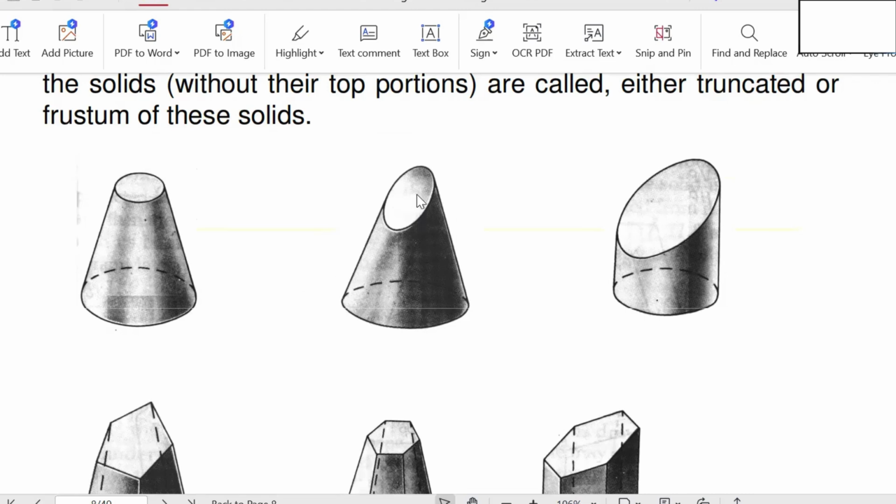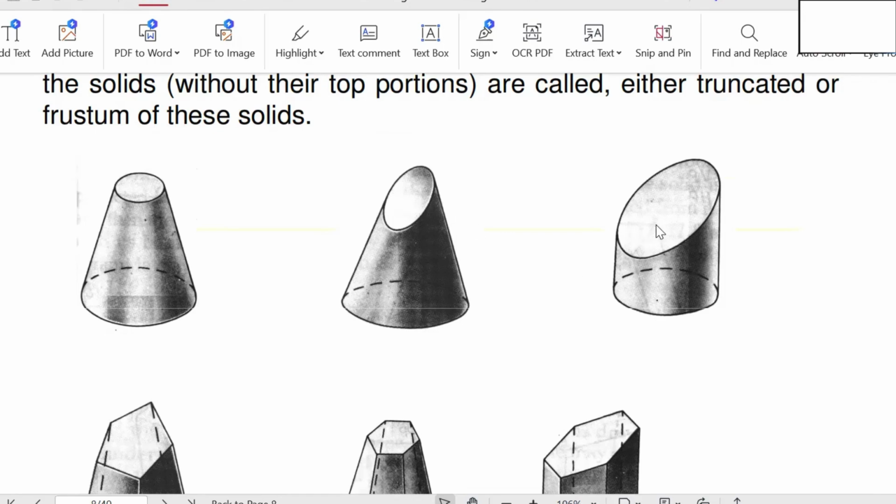Then coming to this, this is also a cone, but the top portion is removed, and the cutting is not parallel to the base. The cutting is inclined, like this. Then remove the top portion, and here an ellipse is obtained instead of a circle.